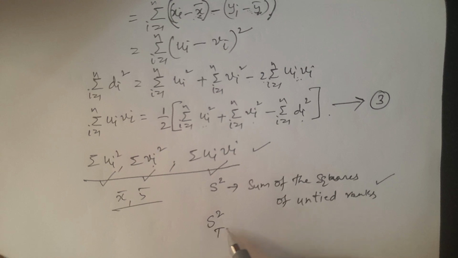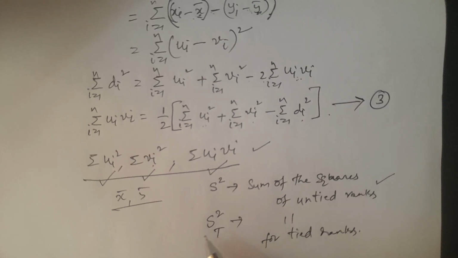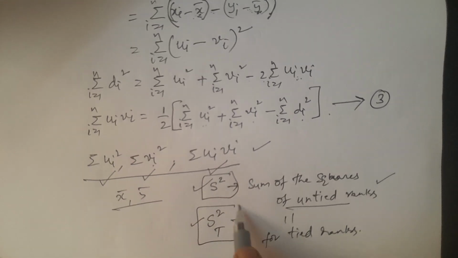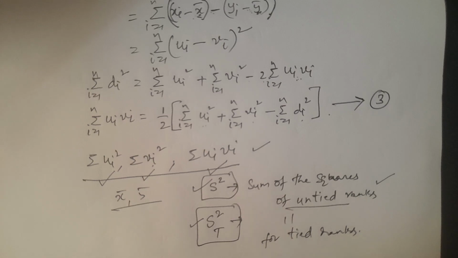And s square t, let you consider the sum of the squares for tied ranks, after giving ties. Sum of the squares before giving the ties, that is untied ranks, I am considering s square. I see the difference between s square and s square t. That is my main objective, so that the formula is going to be derived. Right, clear?